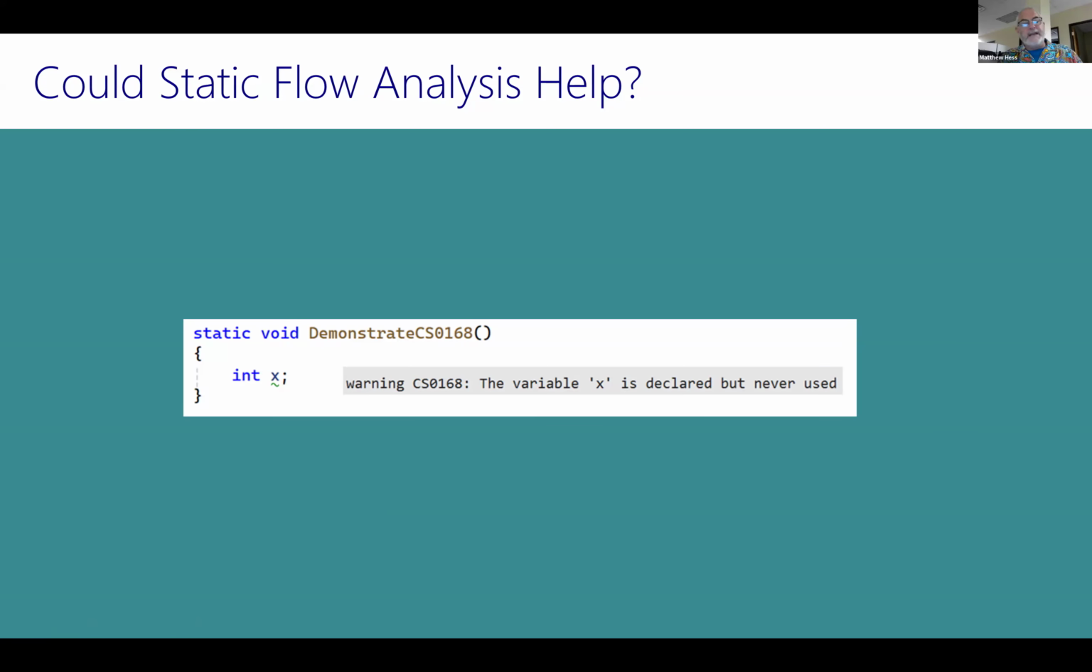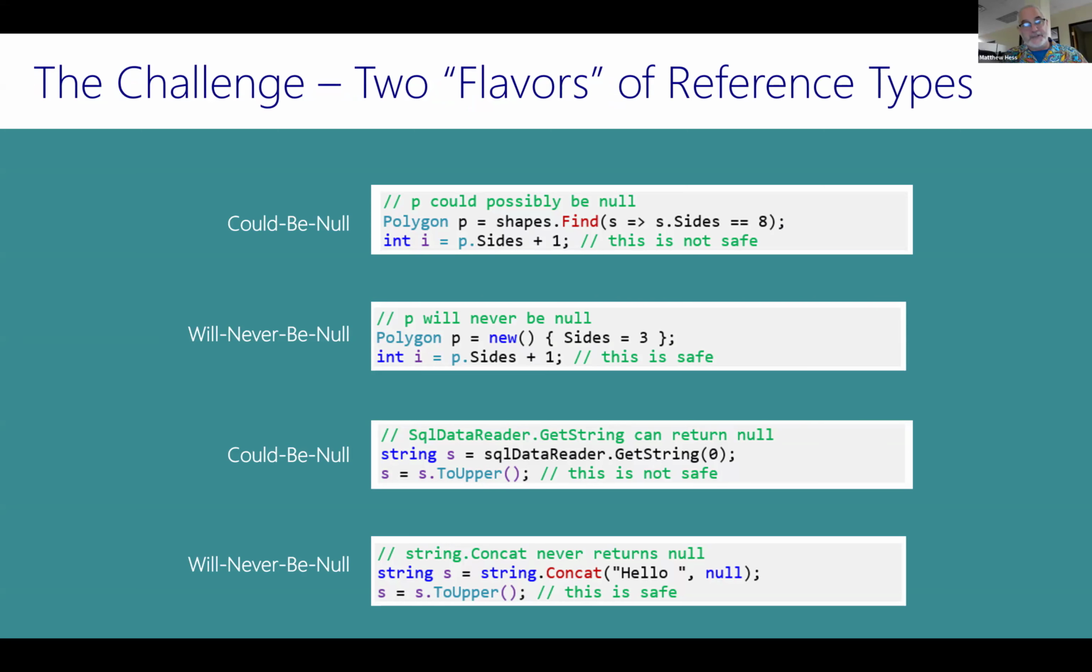So wouldn't it be nice if the compiler could do this kind of thing? And by the way, I'm sure you can think of other ones, right? Not just variable is declared but never used, but there are dozens of these that we run into fairly frequently. So wouldn't it be great if the C# compiler could do this kind of thing for us with regard to possible null reference exceptions, code that's not null safe? So here's the challenge with that. Here's kind of the fly in the ointment.